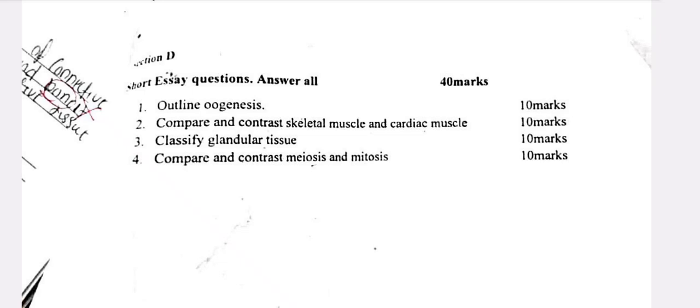So this is about 10 marks. So maybe you're supposed to talk about 10 differences that you can talk about in terms of the skeletal muscle and the cardiac muscles. Okay? So think about it. What can you say here? What can you say if you were asked to outline the differences between the skeletal muscles and the cardiac muscles?